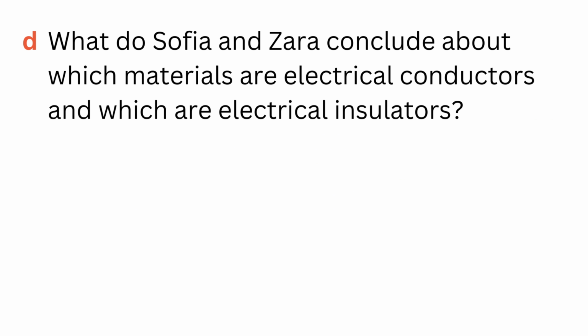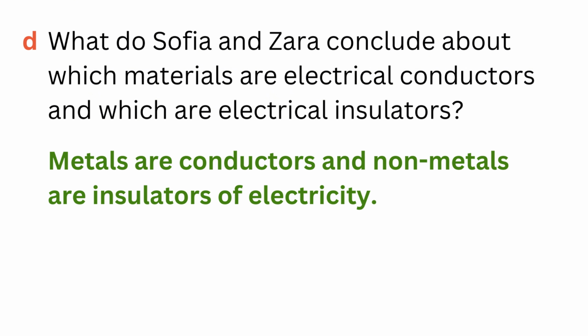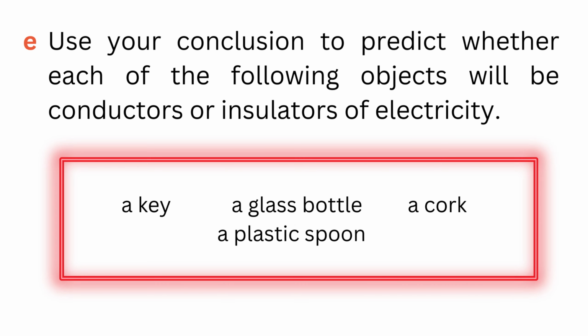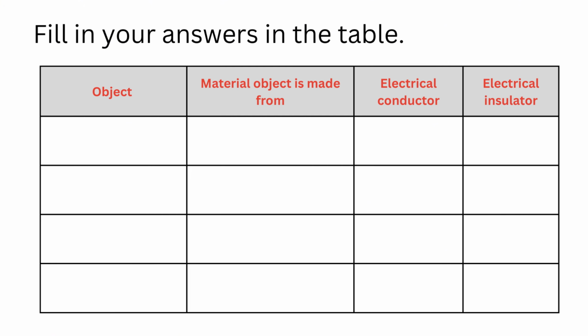D. What do Sophia and Sarah conclude about which materials are electrical conductors and which are electrical insulators? Metals are conductors and non-metals are insulators of electricity. Number E. Use your conclusion to predict whether each of the following objects will be conductors or insulators of electricity: a key, a glass bottle, a cork, a plastic spoon.